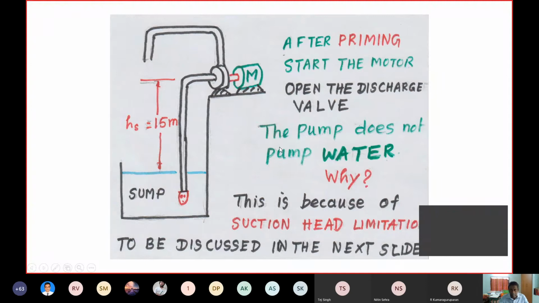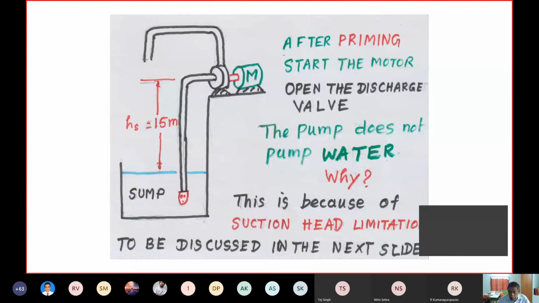Now take this case. You have again a sump. The pump motor is kept at a height of 15 meters. After priming, start the motor, open the discharge valve. Well, I have not shown a valve here. I missed it. The valve will be there most probably. It may not be there also.